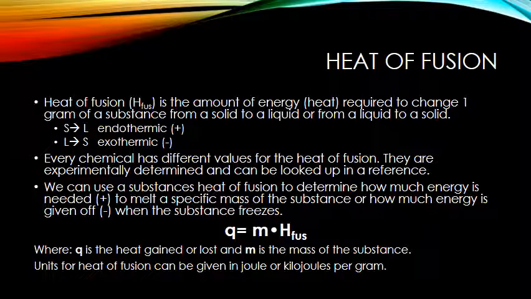So we have our equation here, Q equals M times the heat of fusion. So Q represents our heat, and that's a heat gained or lost in this situation, and M represents our mass of the substance. Our units for our heat of fusion can be given in joules or kilojoules per gram. So it's going to be a mixed unit. And then our mass is given in grams. This will allow our Q, our energy or heat, to end up in joules or kilojoules.